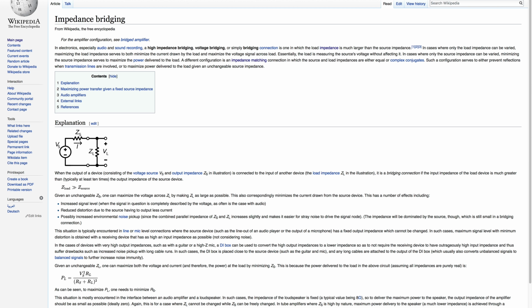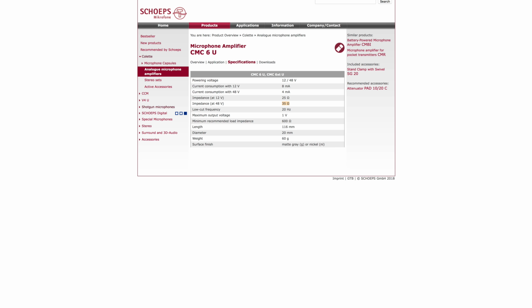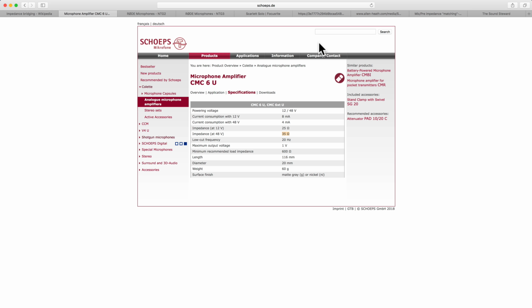There's also, I'll link to all of these things. So here's also an article on impedance bridging, which is available over on Wikipedia if you want to get into more of the details. Let's look at some specifications for a few microphones.